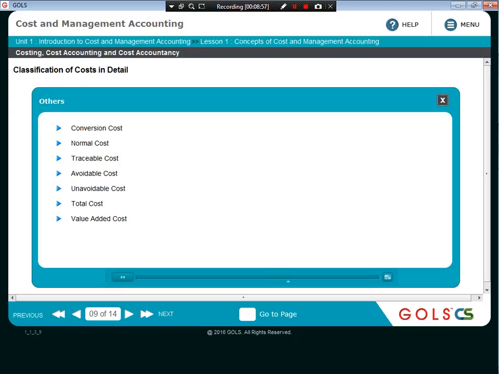Total cost is the combination of the direct and the indirect cost. And value added cost: whenever you move from one activity to another activity, up to the one activity you have incurred 100 rupees of cost, and up to the next activity the total cost has become 150. So the value added cost from one activity to another is 50 rupees. That is called a value added cost. So these are the other costs which can be mentioned. On the basis of cost, we can classify costs under different heads.